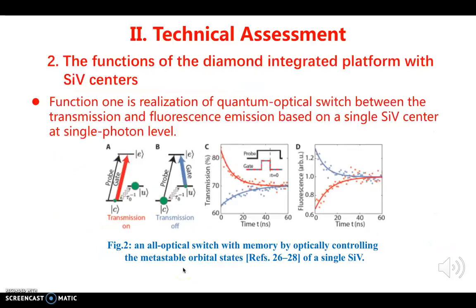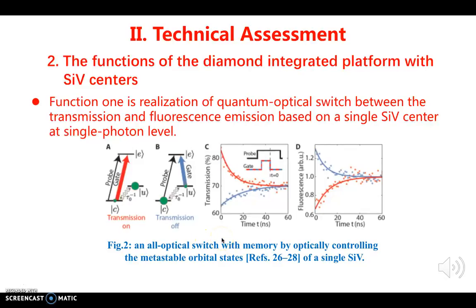Next, what can the diamond integrated platform with silicon vacancy centers do? Here are the functions of the platform with silicon vacancy centers. Function 1 is realization of a quantum optical switch between the transmission and fluorescence emission based on a single silicon vacancy center at single photon level.